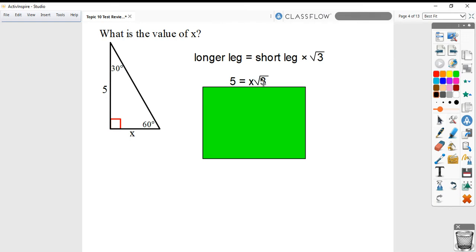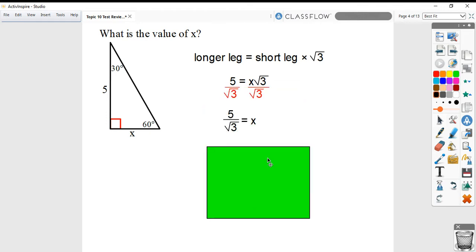So we look at this and we say, what's happening right here? Well, x is being multiplied times square root of 3. x is being multiplied times some number. So what do we do? We divide by that number, and that'll give us x by itself. We divide by square root of 3, and that's how we get this answer right here. x equals 5 divided by square root of 3.